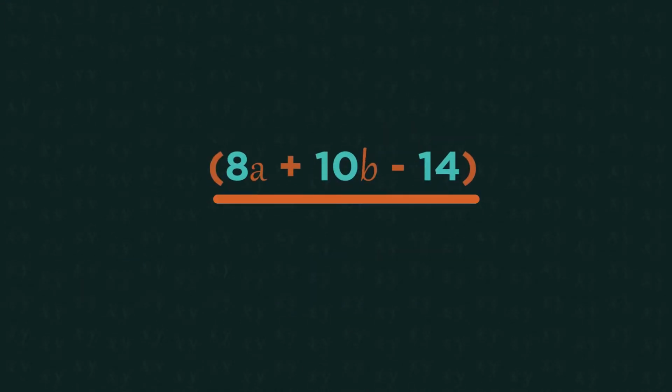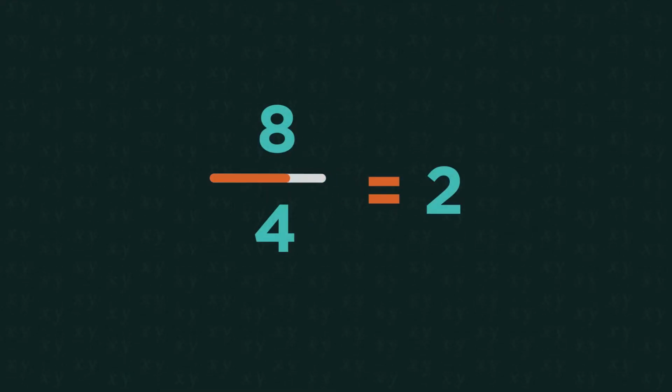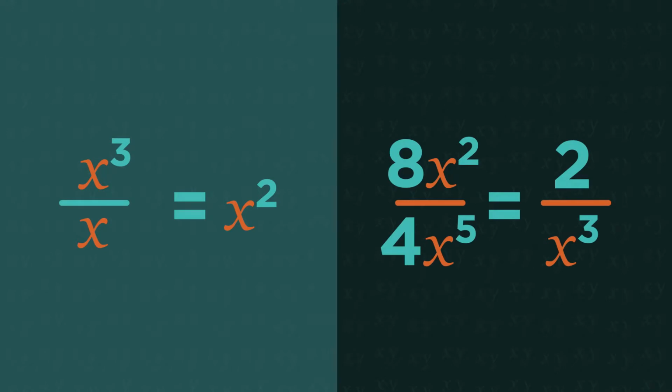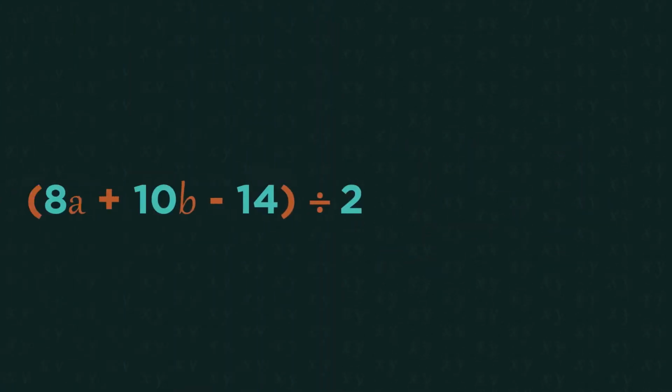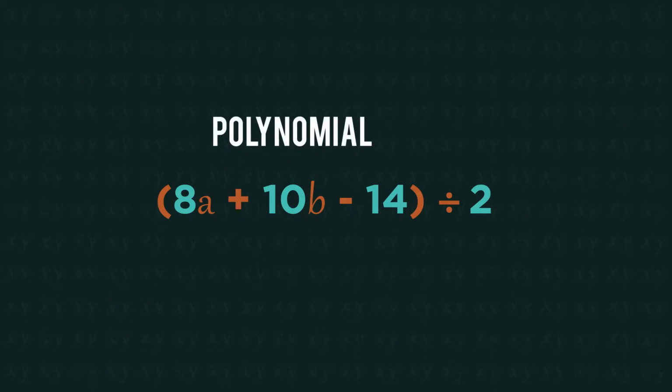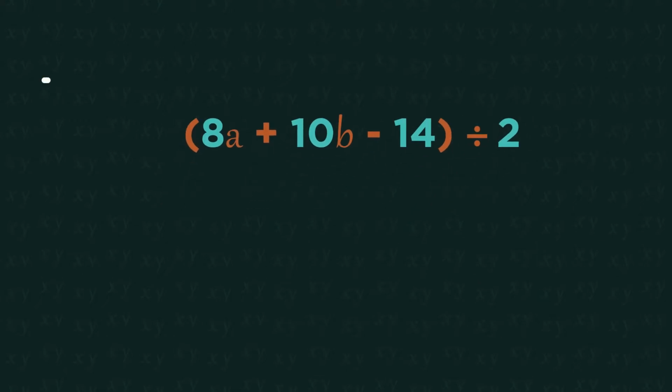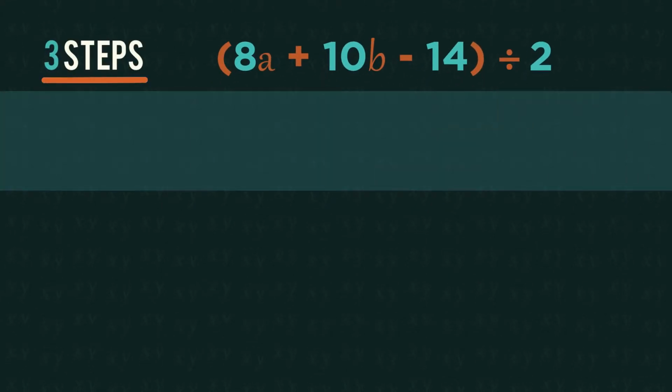Dividing a polynomial by an integer or an expression is really just another way of simplifying. There isn't actually anything new to learn, you just need to be able to simplify numbers and know how to divide with indices. So let's jump straight in with an example, starting with dividing a polynomial by a number or integer. There are 3 simple steps to follow.